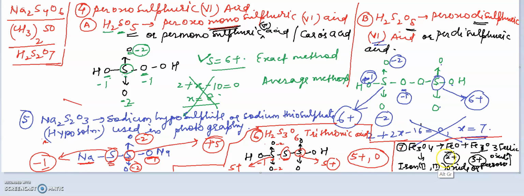So this is all about a few compounds of sulfur and Fe. So this is all for today. Tomorrow again we will be discussing some more compounds, their oxidation state of different elements. Thank you very much.